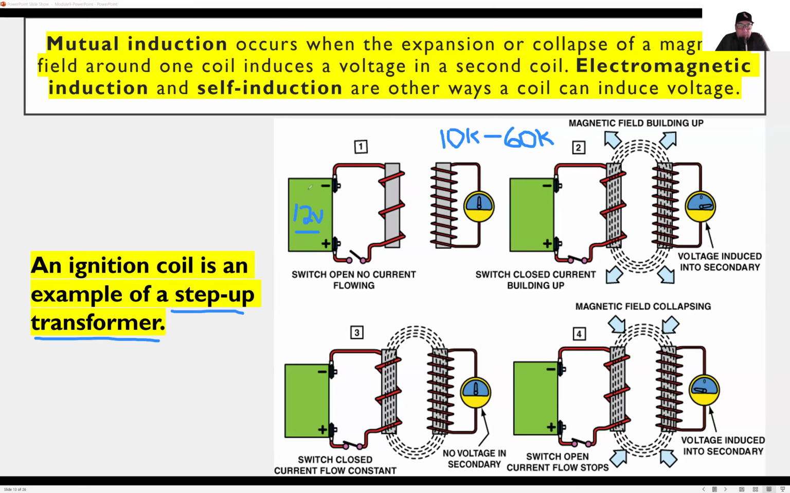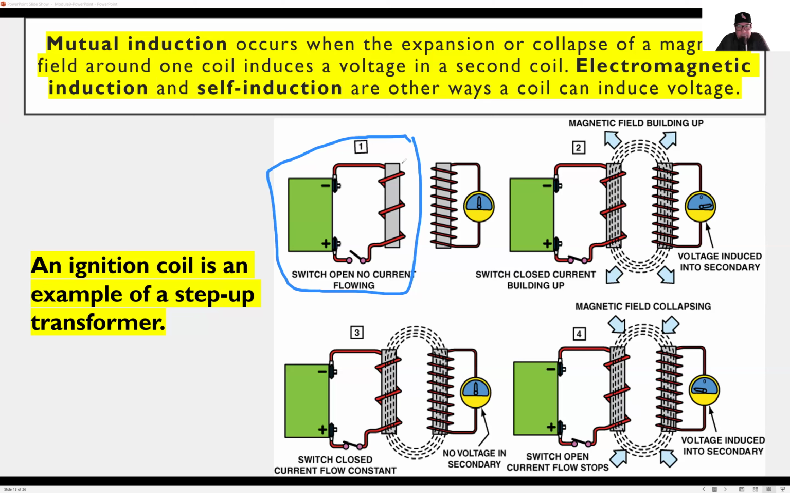How do we get 12 volts to turn into 10,000 volts? We do it through magnetic induction or mutual induction. And it's through a step-up transformer, which is also known as an ignition coil. So the way it works is we have an ignition coil, we have a primary side, and we have a secondary side. Now, the different sides have different windings. Okay, so the primary side is the 12-volt side. So this is 12 volt here. And then the other side, which is the secondary side, that's the high voltage side. So I'm going to put high voltage.